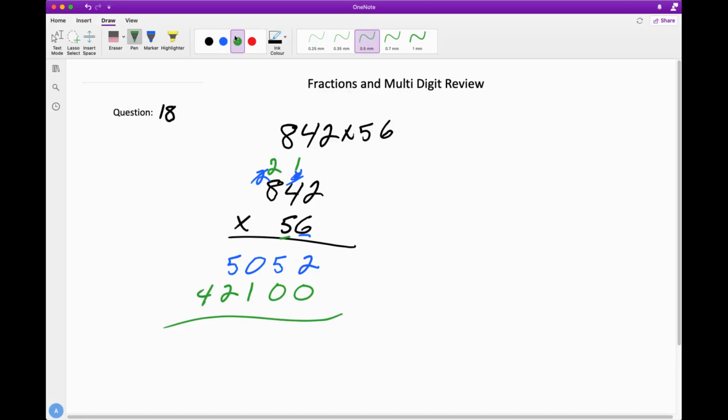Now we're going to go ahead and add these together. So we get 2, 5, 1. Well, that was really easy. We didn't have to add anything. 7 and 4. So then our final answer is 47,152.